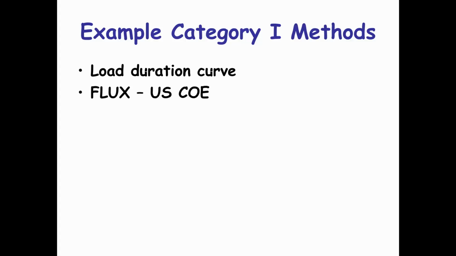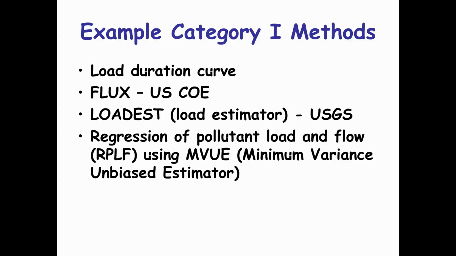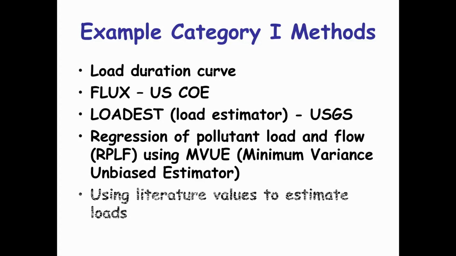So there are some examples of these Category 1 methods. One is the load duration curve. Second is the flux model, which was developed by the U.S. Army Corps of Engineers. Then there's a method called LOADEST, which is a load estimator developed by the U.S. Geological Survey. There's a method called the regression of pollutant load and flow, or the RPLF, which uses a minimum variance unbiased estimator technique, and then using literature values to estimate loads. So those are some of the Category 1 methods.